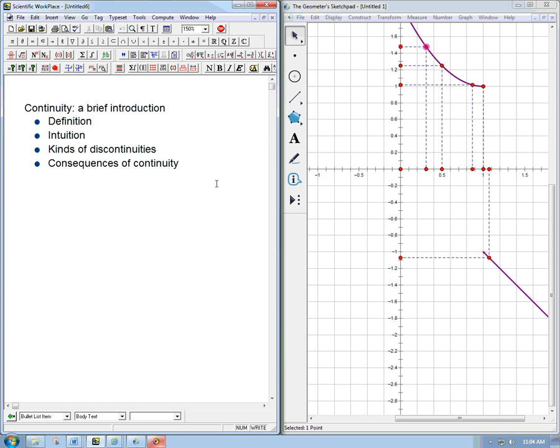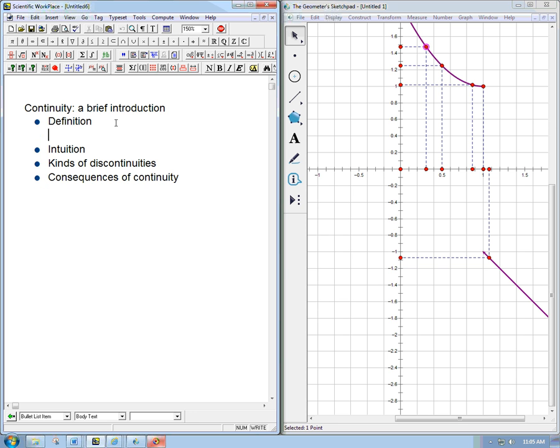Let's do a brief introduction to the concept of continuity for functions. I've got a graph of a function up here, and in a minute we're going to start playing with these points to investigate the idea of continuity. But I just want to start with the definition to connect to that. We've seen the definition already.